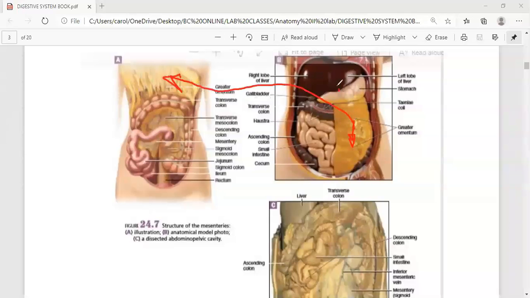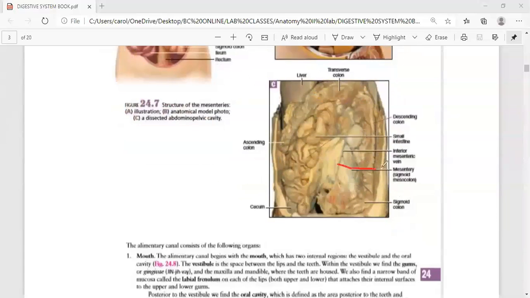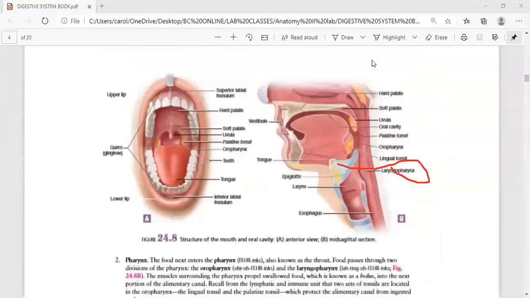Okay, now there is another communication right here, part of the membrane that is going to be between your liver right there and your stomach. That one is the lesser omentum. Okay, so then right here you have the mesenteries. Right? Here says mesentery.